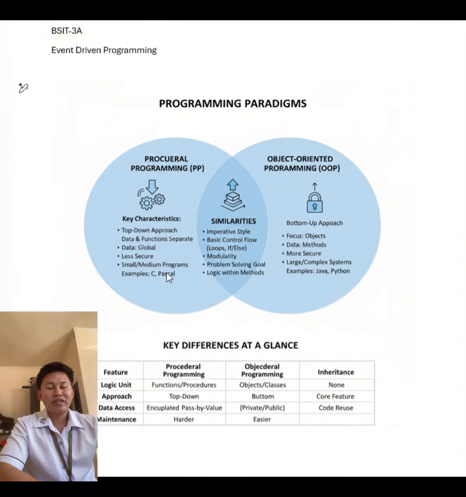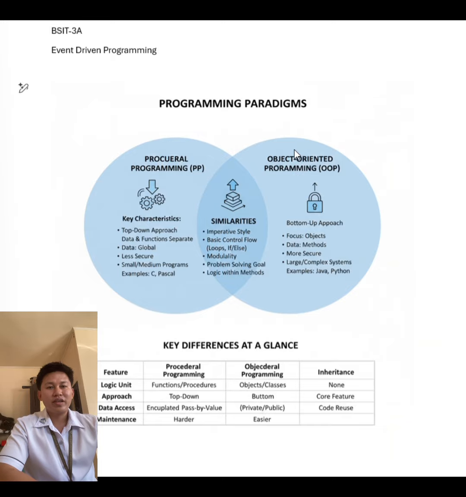So now let us move on to the right side of the Venn diagram, which represents object-oriented programming or OOP. OOP focuses on objects which combine both data and functions into one unit called class. The paradigm uses important concepts such as encapsulation, inheritance, polymorphism, and abstractions.